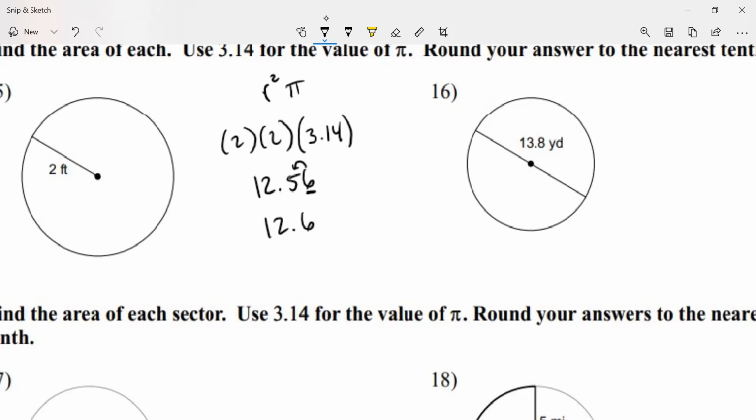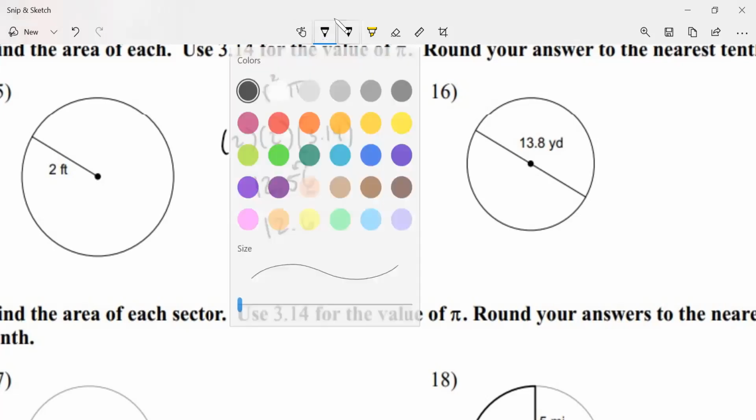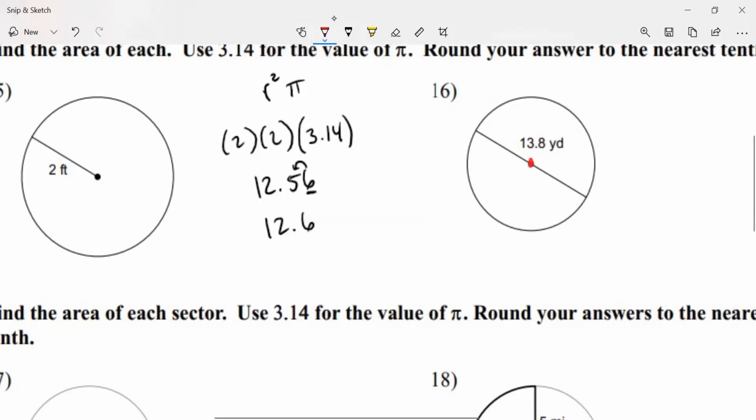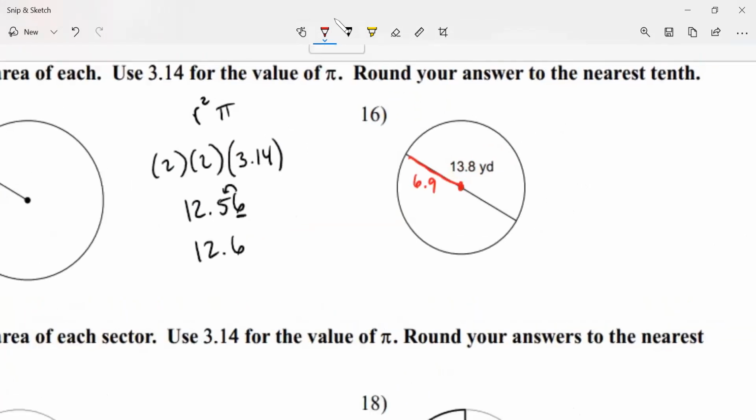Well, to get the half, just divide it by 2. So I'm just going to go 13.8, which is the whole diameter. Let me divide this by 2. I'm dividing it by 2 because I just need the radius. The radius, if you notice, is from the center to the edge. The whole diameter is 13.8, so the radius will be 6.9. I just need the radius because my formula says radius squared, right? Radius times radius. So now that I have the radius, I can figure this out.